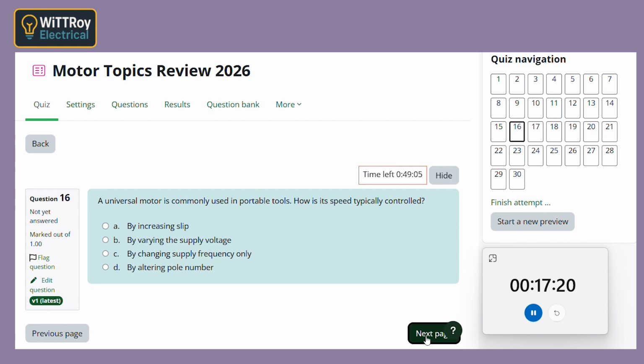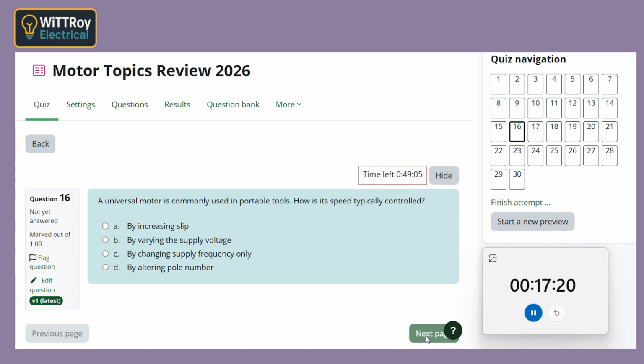By varying the supply voltage. Correct. Now let's make that a bit more solid. Universal motors are common in tools like drills and mixers because they can run at high speed and have good starting torque. Yeah, I've seen them in hand tools. Good. Their speed changes a lot with supply voltage and load. So if you vary the applied voltage, you vary the speed. Why is changing supply frequency only wrong?